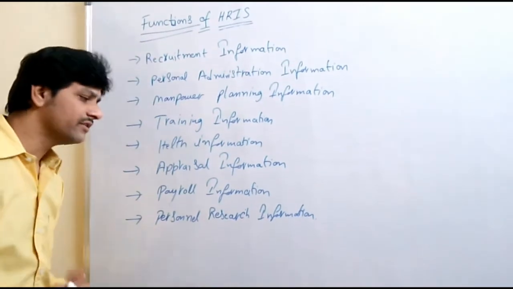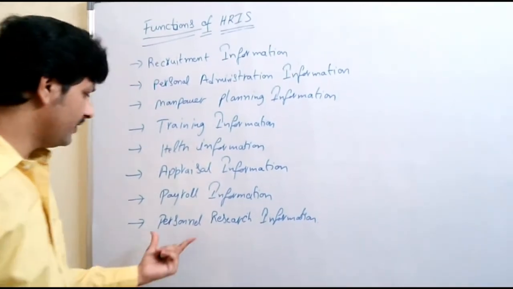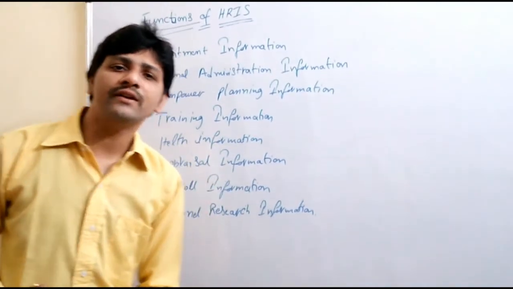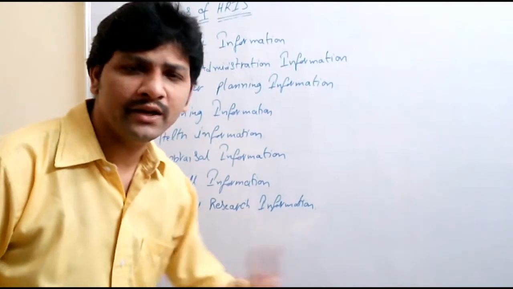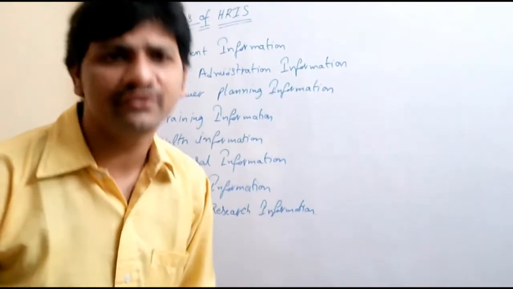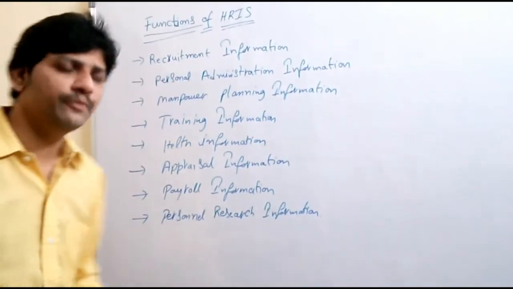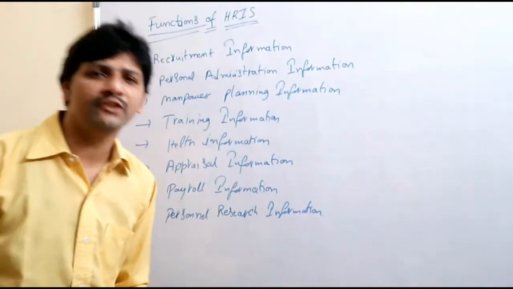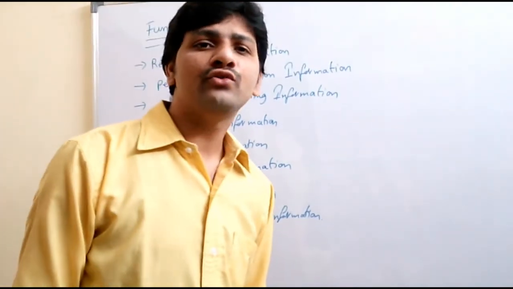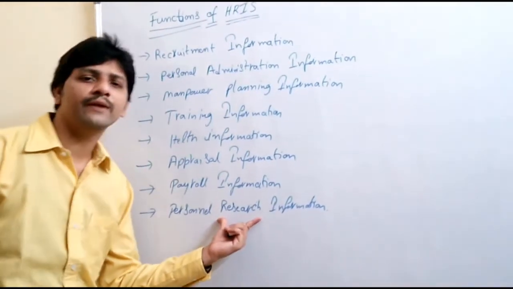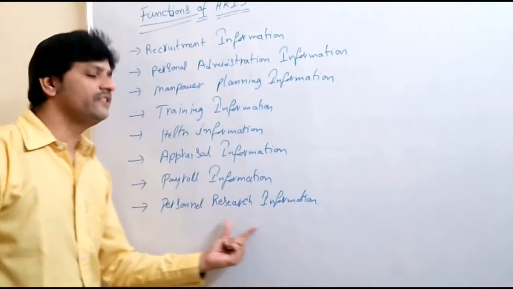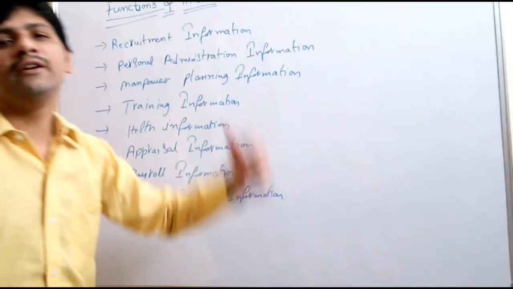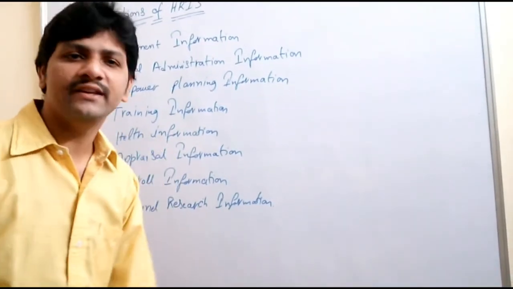So next, the last thing is the personal research information. Personal research means employee research information. Generally, the organizations may be IT companies or educational institutes. The employees take up some research oriented courses, and they participate and do research. So all that information will be stored and manipulated using the personal research information. So that is also manipulated and maintained by the HR manager using HRIS software.